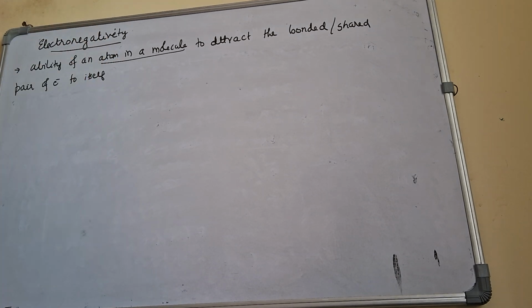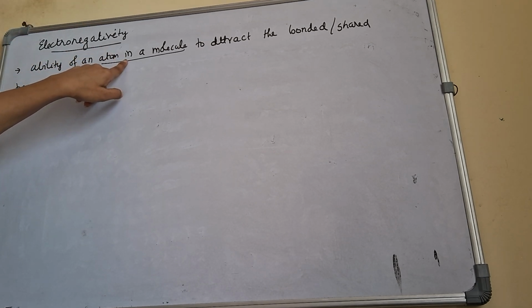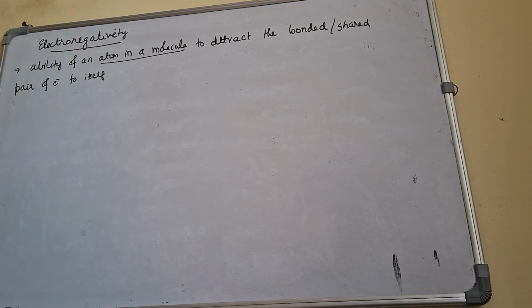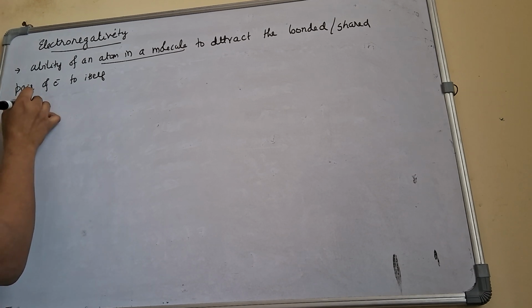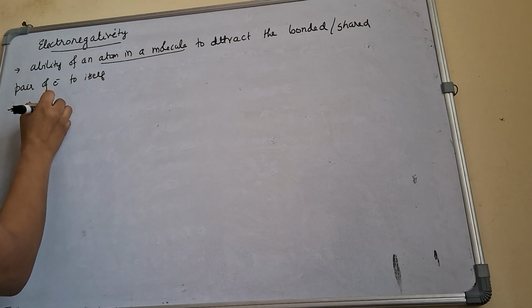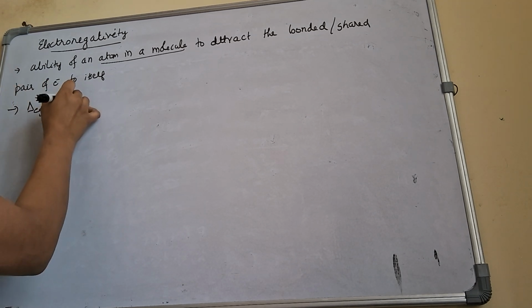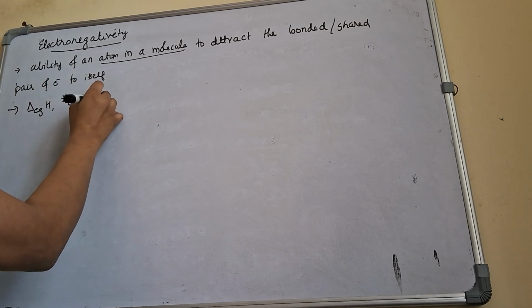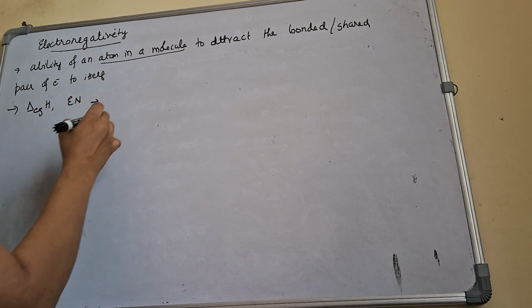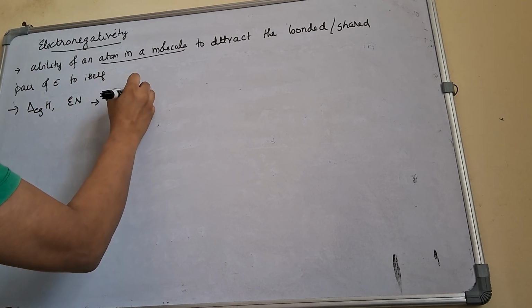Alright, what is the meaning of this? I'll just give you an example. It's talking about a molecule, right? So the ability of an atom in a molecule. We have just done electron gain enthalpy and electronegativity. Both of them talk about measures of electron attracting power.